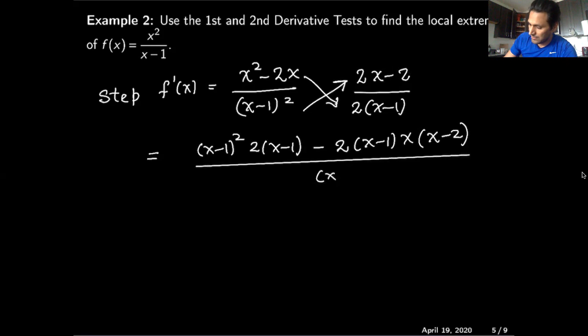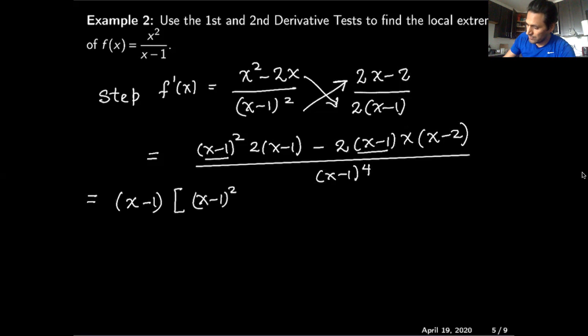And (x minus 1) to the power 4. Let's see if we can simplify this derivative. You see that x minus 1 is a common factor here, so I will pull out x minus 1. So x minus 1, and then what is left is basically x minus 1 squared.